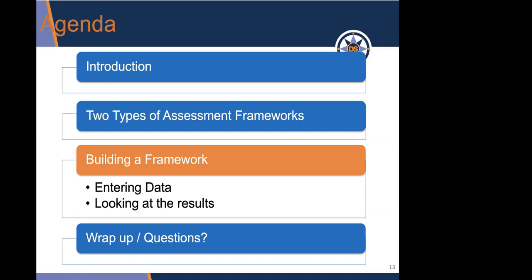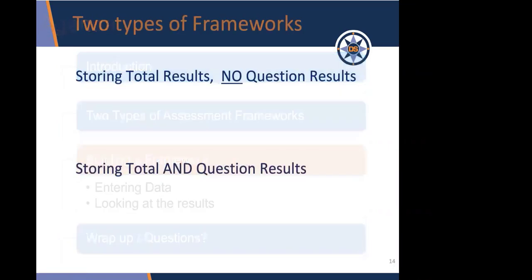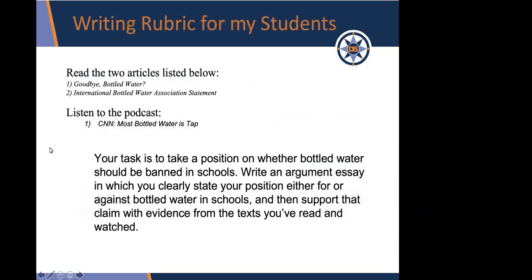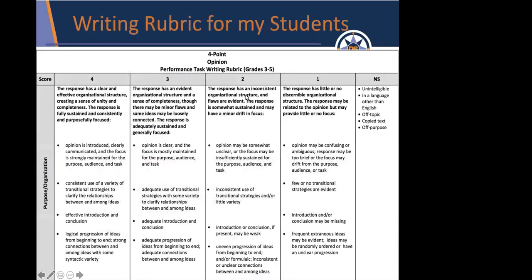Thank you. I'm going to start showing you how to build a framework. So to start, remember we've got these two kinds. We've got one with no questions, just totals, and one with questions. I'm going to start with the no question one and assume this is my assessment. So I've got a writing prompt, and I want my students to read 2 articles and listen to this. Then their task is to write an opinion piece on what they read. So that's the task. You go through, you score them all using this rubric.